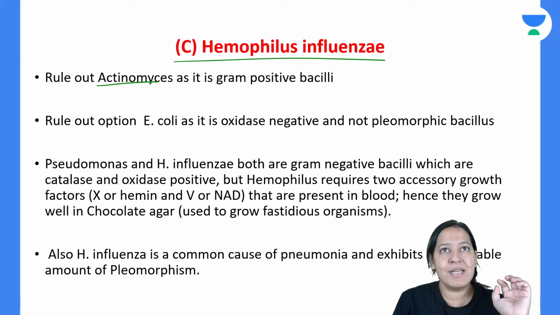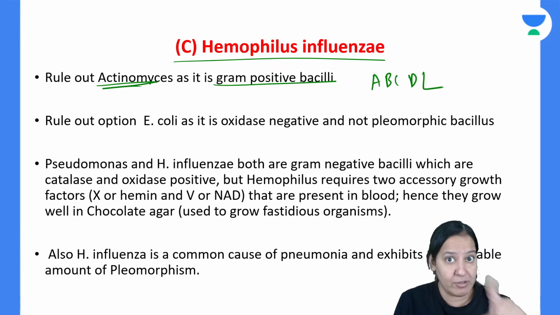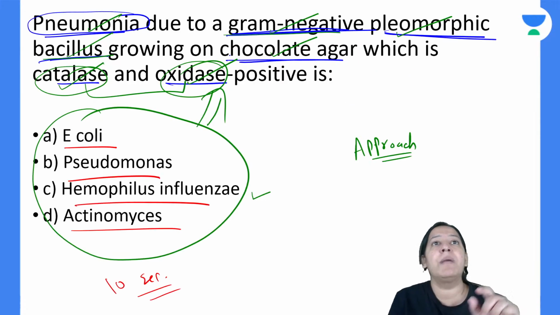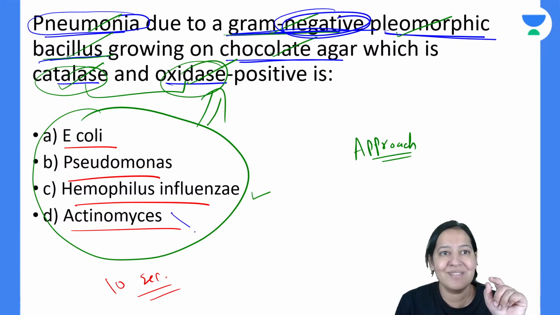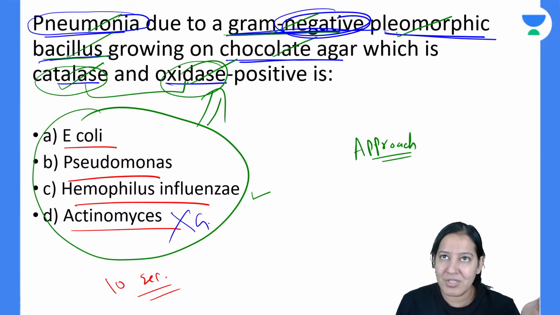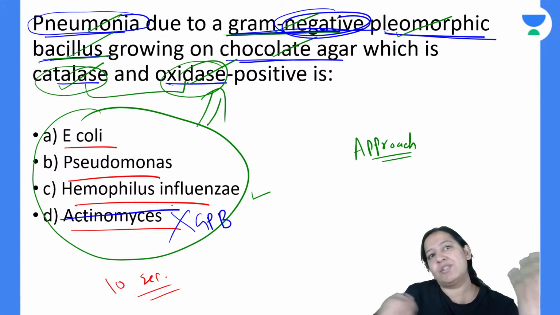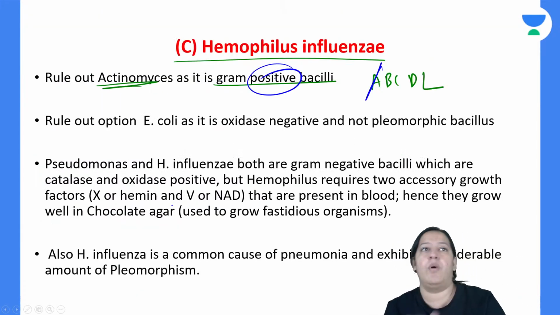Actinomyces is a gram positive bacilli. I have told you, A, B, C, D, L was the mnemonic, in the previous question. So what is the A of A, B, C, D, L? It is Actinomyces. It is gram positive. The question asks for gram negative bacilli, so Actinomyces cannot be the answer. So this option is ruled out based on this property. It is not gram negative, it is gram positive. So remove this. Let's come to the next one.